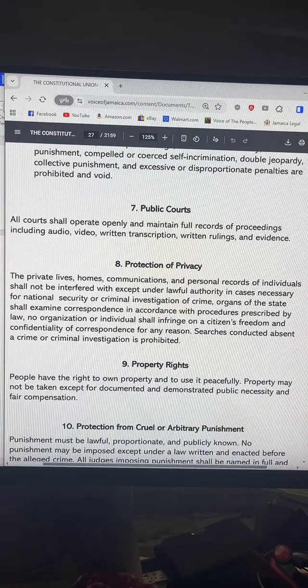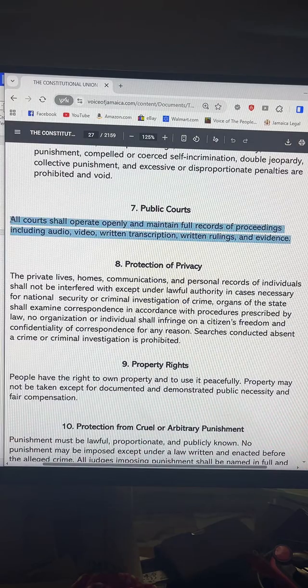7, public courts. All courts shall operate openly and maintain full records of proceedings, including audio, video, written transcription, written rulings, and evidence. All right? This has to be stated.